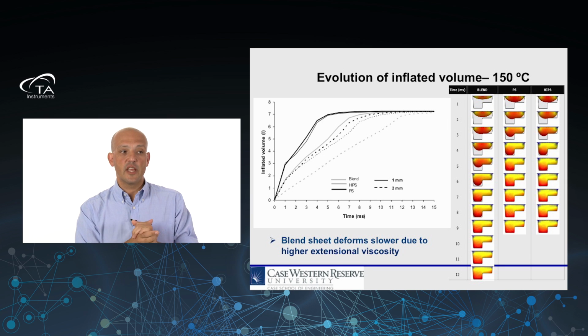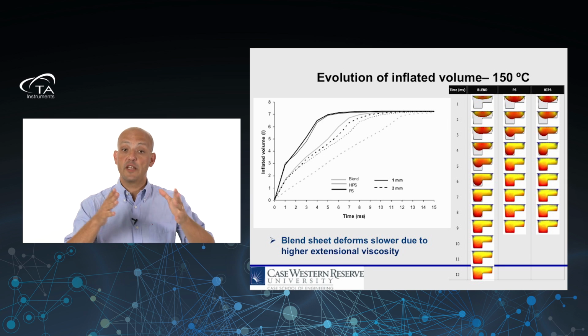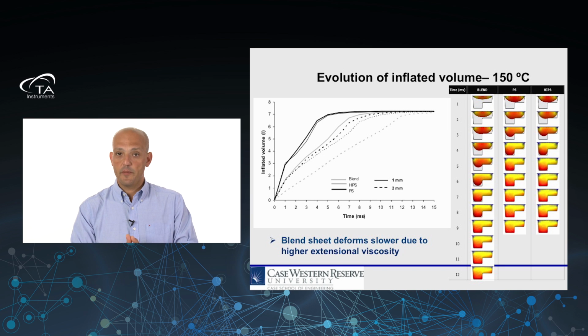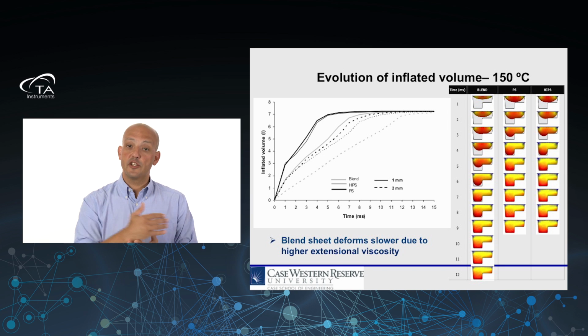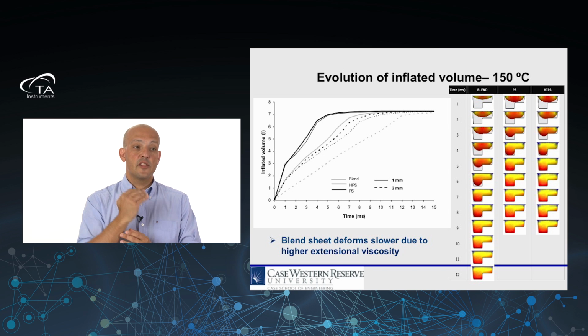So basically, on the left, we have the total inflated volume as a function of time. The dashed lines are the results for the 2 millimeter sheets. The full lines are for the 1 millimeter sheets. Okay, and then the light gray are the results for the blend. The thin full line is for the high impact polystyrene, and the thick full line is for the polystyrene.